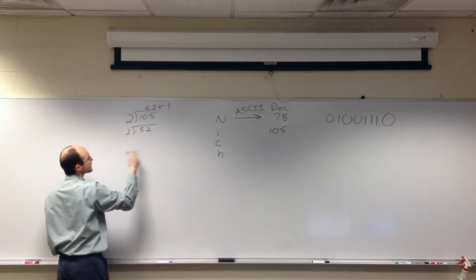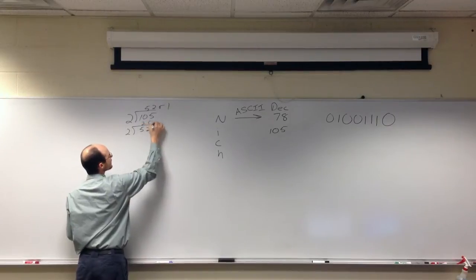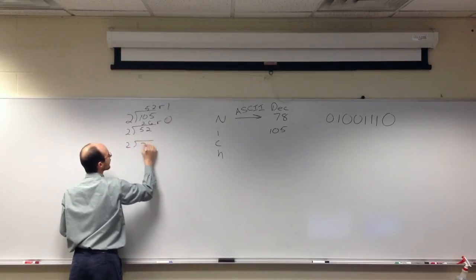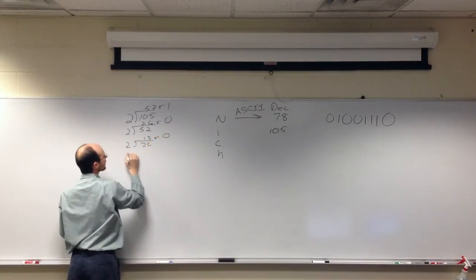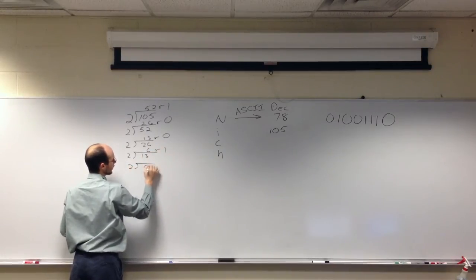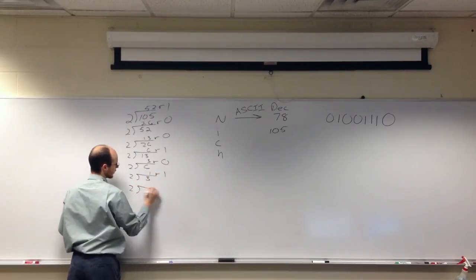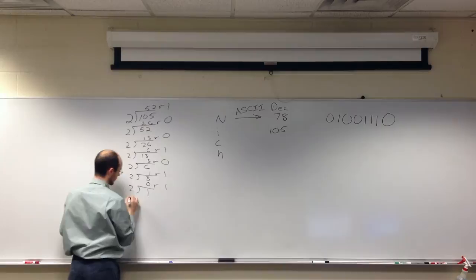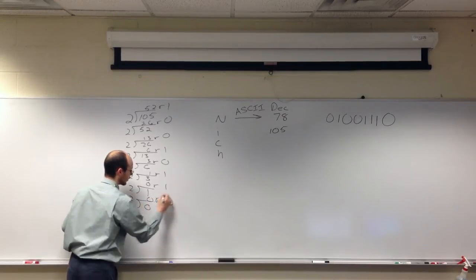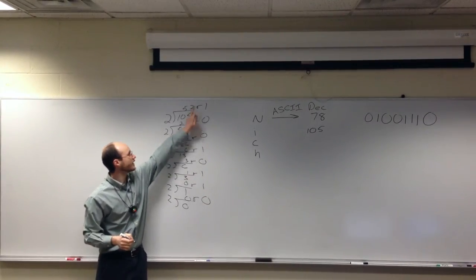And I deliberately did this because it's going to lead to today's lecture. So what do we have here? 26 remainder 1. Remainder 0. 13 remainder 0. Hopefully I did this correct. 1, 2, 3, 4, 5, 6, 7, 8.